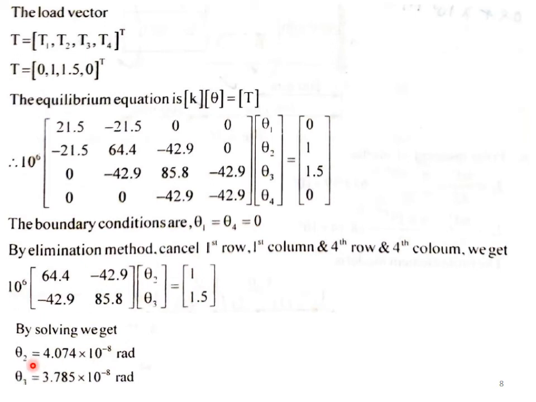So upon further solving this, we will be getting the value of theta 2 as 4.074 into 10 to the power of minus 8 radians, and theta 3 is equal to 3.785 into 10 to the power of minus 8 radians.